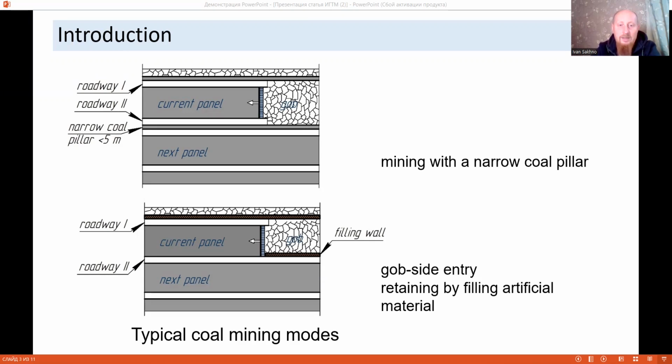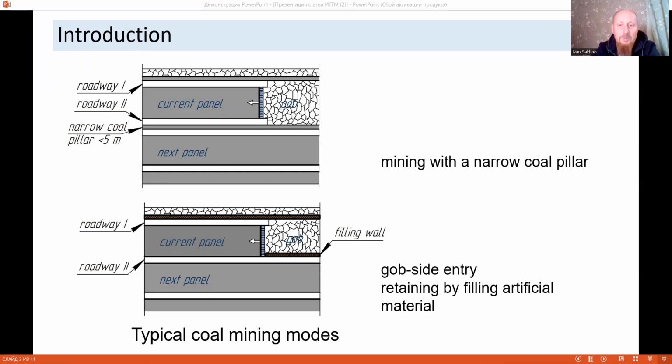80s. The size of the narrow pillar in Ukraine is generally from 1.5 to 3 meters, as shown at the top of the slide. In recent years, pillarless technology was developed, as shown at the bottom of the slide. In this technique, the formed entry is artificially retained as the tailgate for the next mining panel by using concrete blocks, paste-like backfill material, and other fill material.